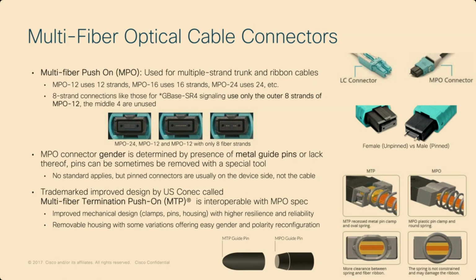You can see on the left-hand side on the bottom here that the MTP guide pin is a little more rounded, as opposed to this kind of squared-off guide pin for MPO. They made more room for the ribbon cable if you're using a flat ribbon. They improved some things on the spring clamps holding in those pins that I mentioned earlier. Typically what you'll find for sale is usually going to be MTP rather than MPO, just because people like those improvements.